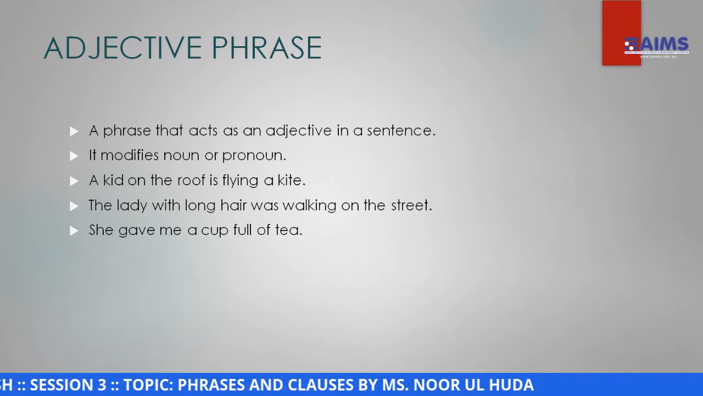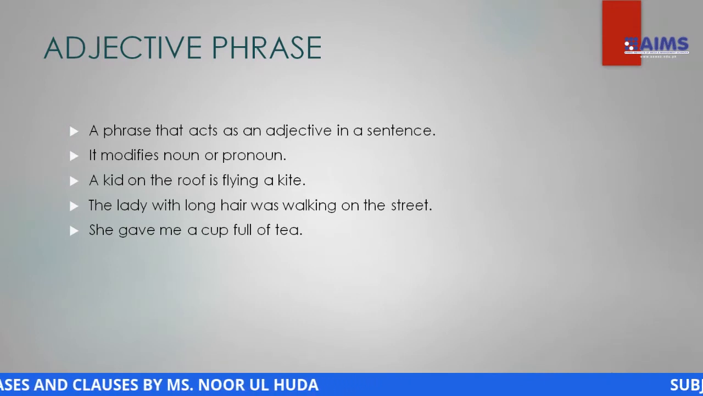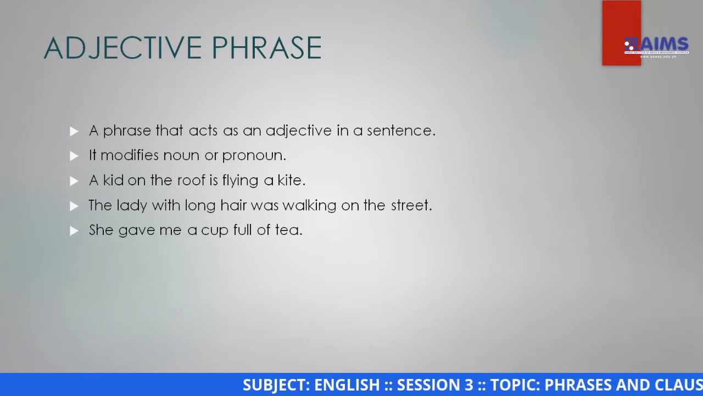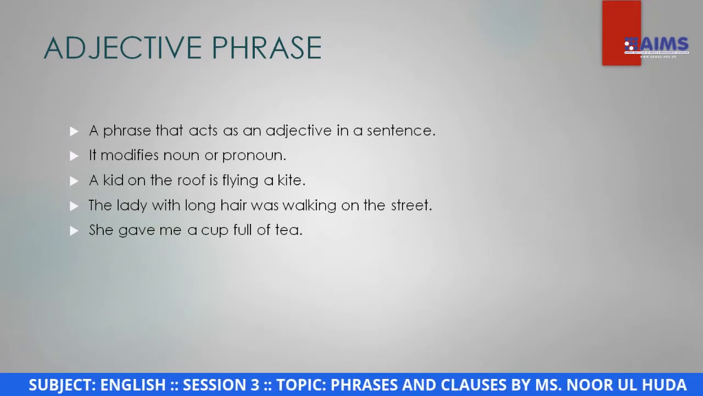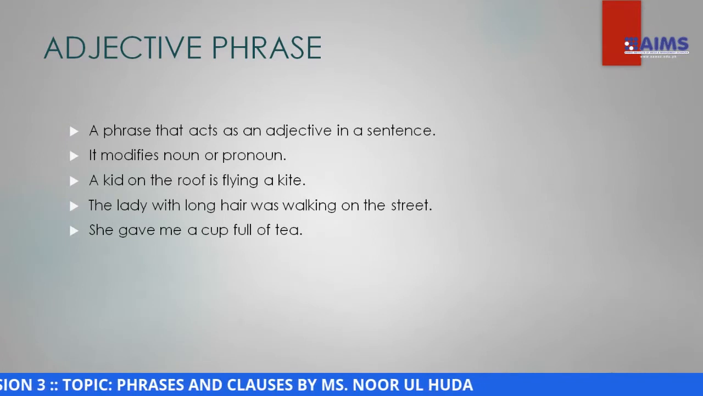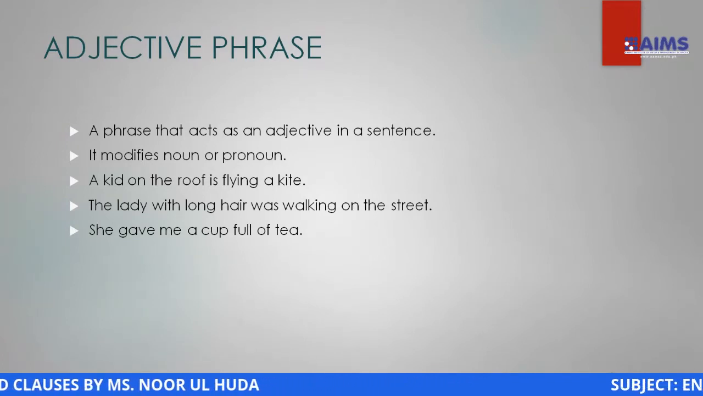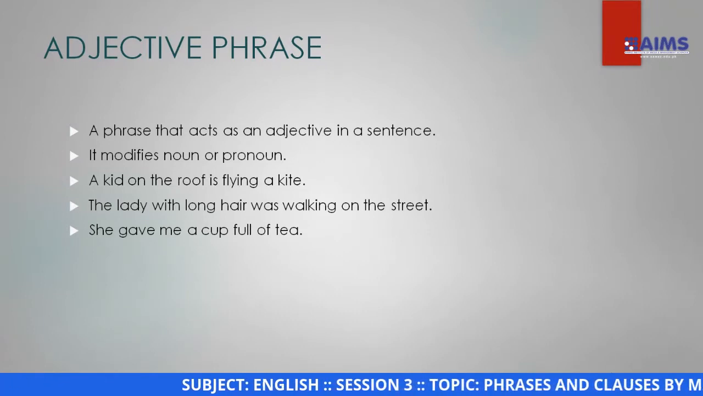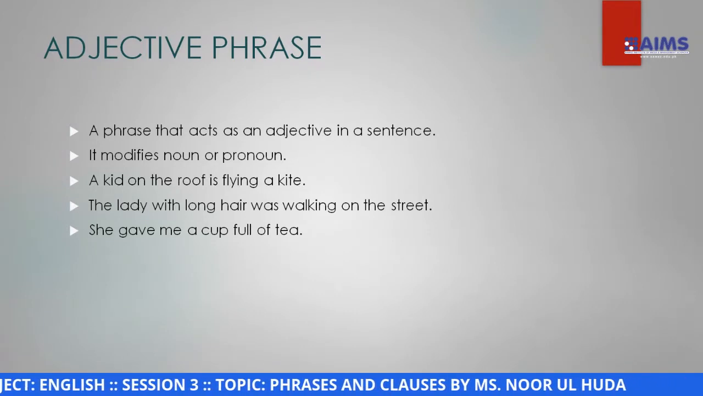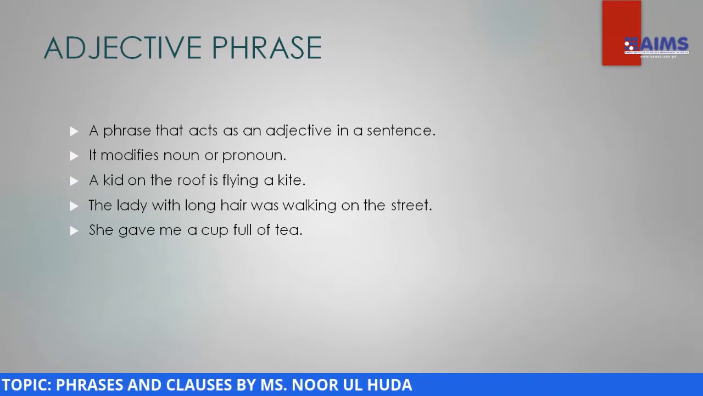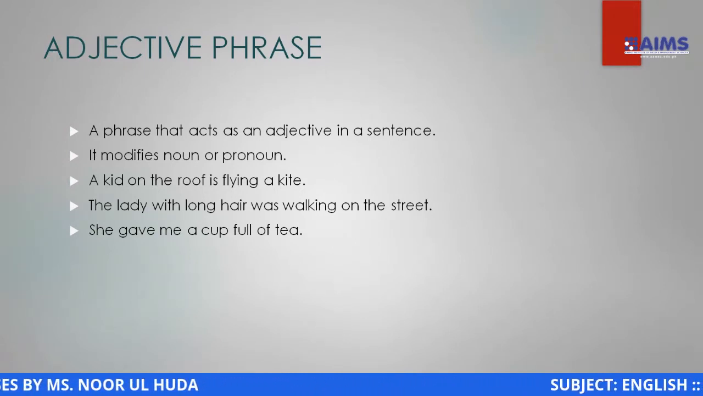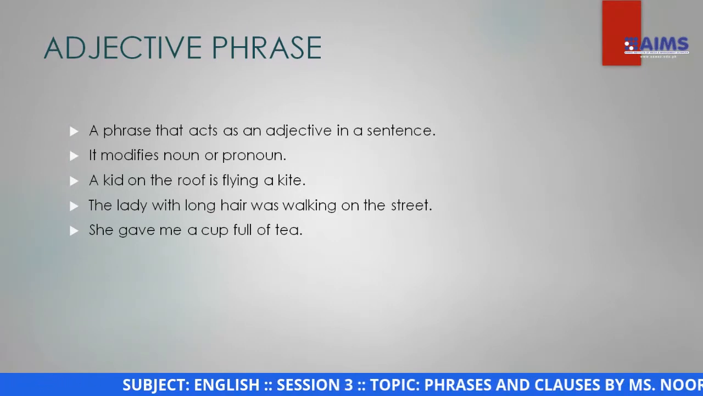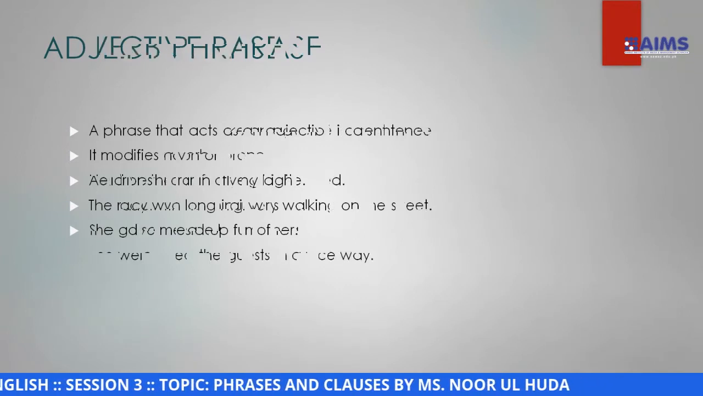She gave me a cup full of tea. We can also say that she gave me a teacup, or she gave me tea, or she gave me a cup. Now, "full of tea" qualifies a cup, not a cup half of tea, not a cup which was empty, but full of tea. So that is why we are saying that it is modifying a cup, a noun, so it would be called an adjective phrase. All right. Let's move on.